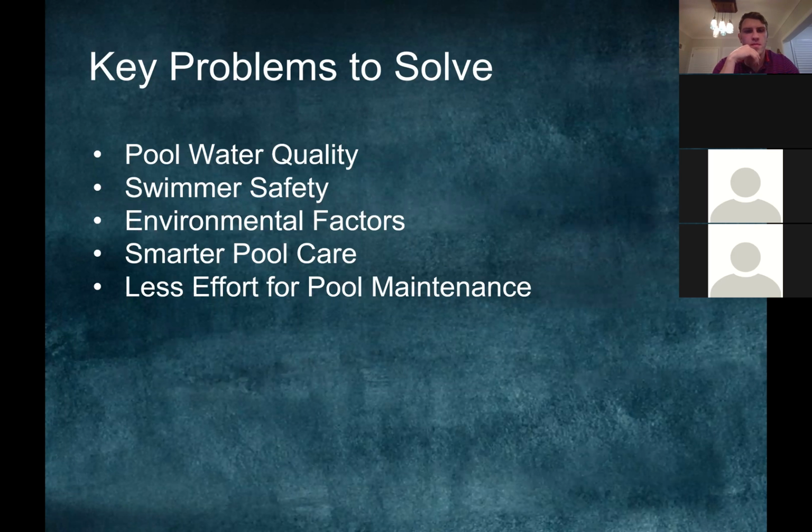A few of the key problems that we intended to solve with the implementation of our system are pool water quality, swimmer safety, environmental factors, smarter pool care, and less effort for pool maintenance.